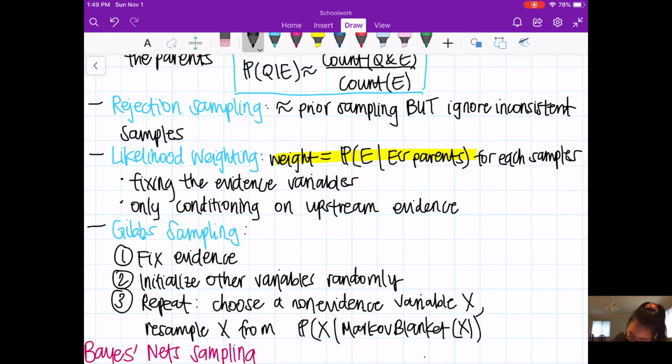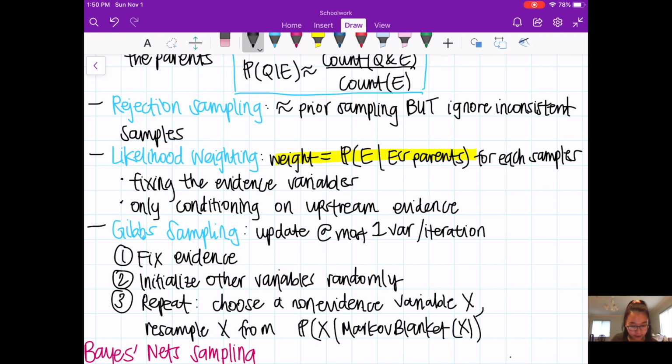we only update at most one variable per iteration. And that's because in each iteration, so in step 3, we are only choosing one non-evidence variable and then resampling it. And instead of it being distinctly one, it is at most, because it is possible that you resample this variable and you just so happen to get the exact same value. So that's why it is at most.